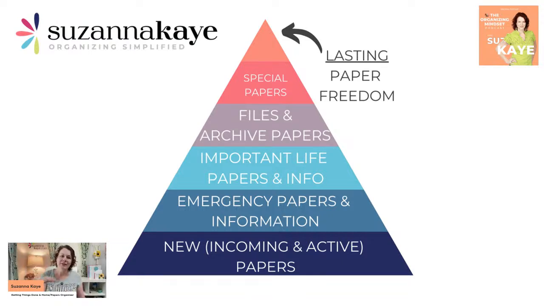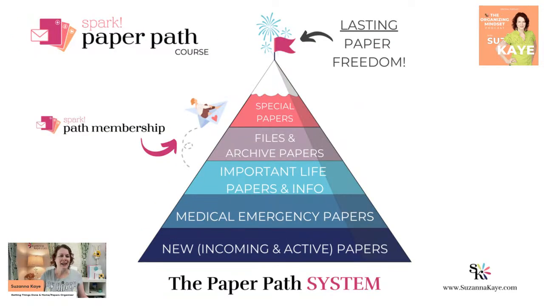And then we finish it off with special papers. So your special papers are unique to you, and they're probably going to be the papers that are things like your taxes, caregiver papers, memorabilia papers, all of those unique things. And then the Path membership.